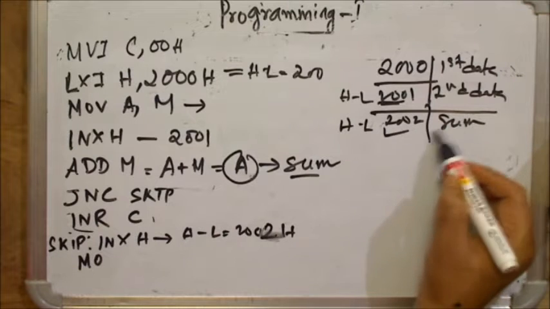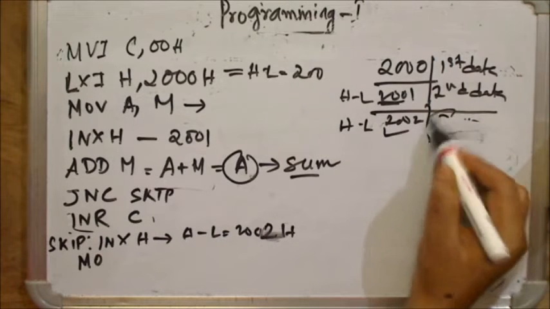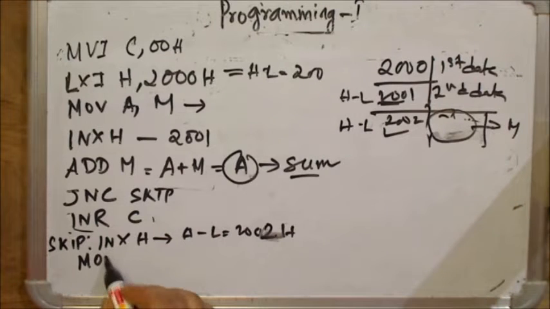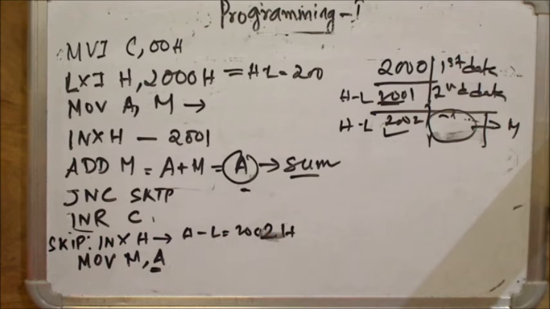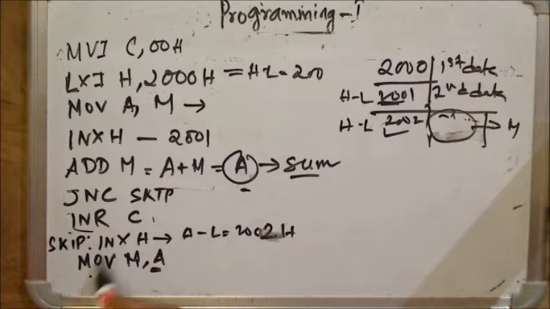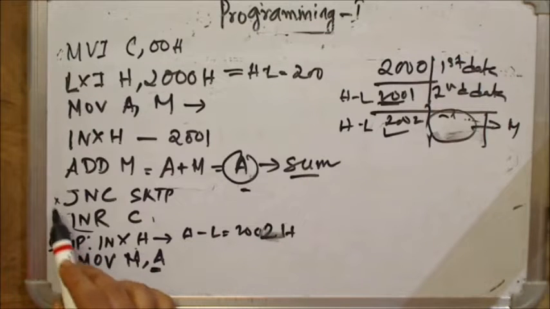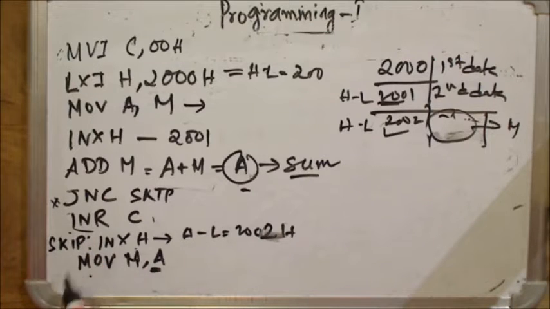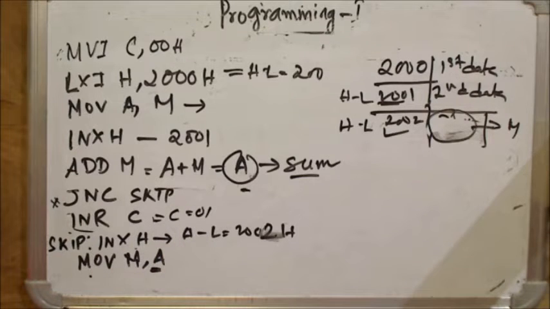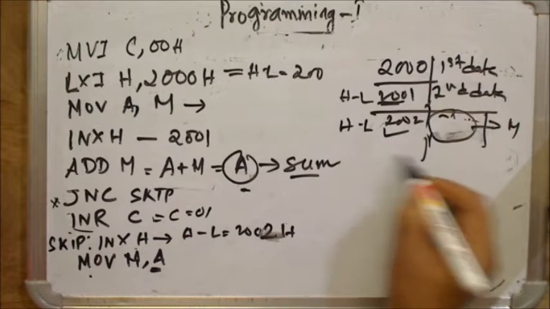Then the next instruction: we have to store the sum. When I write INX H, this is our new M. So here we have to store the sum: MOV M, A, because the sum is in A. If there is no carry, it will directly jump to INX H and store the sum. And if there is a carry, the jump condition will be false and it will increment the carry, that is C will be 01.